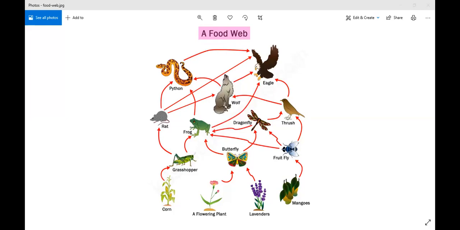Corn. Mangoes and corn. Flowering plant. Lavender. That's right. All the plants are producers.